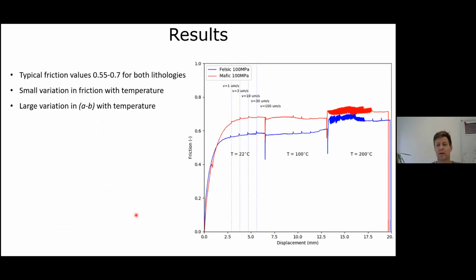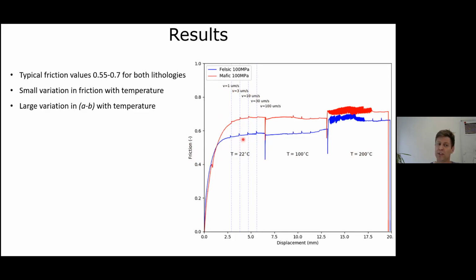Now let's have a look at some results. So what is shown here is the friction, which is simply defined as the shear stress divided by the effective normal stress. So we ignore any effects of cohesion. And what you see is in this experiment, we stepped the temperature from room temperature to 100 degrees and then 200 degrees. And then on top of that, we imposed velocity steps in half order of magnitude steps. So from 1 to 3 to 10 to 30 to 100 micrometers per second. And you can see at room temperature, a sort of standard response, an increase in friction, and then an evolution to a new steady state.